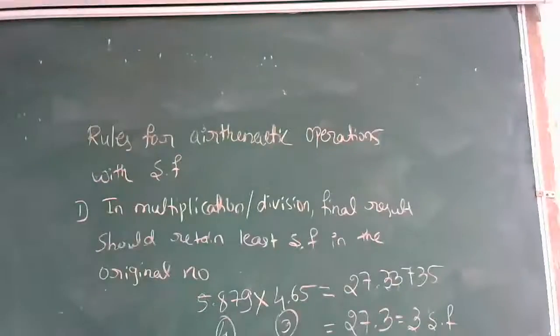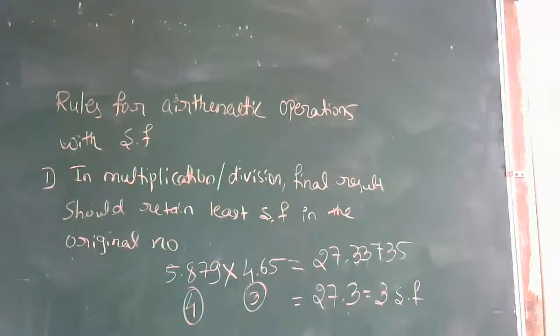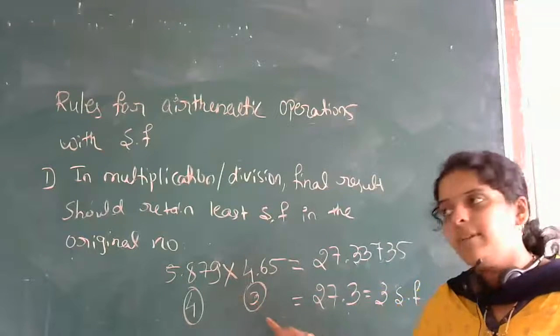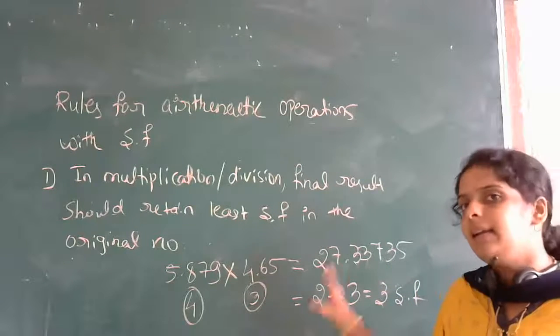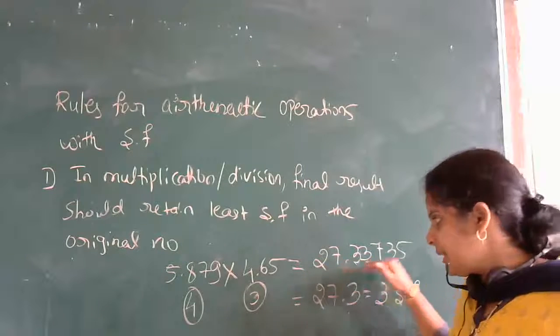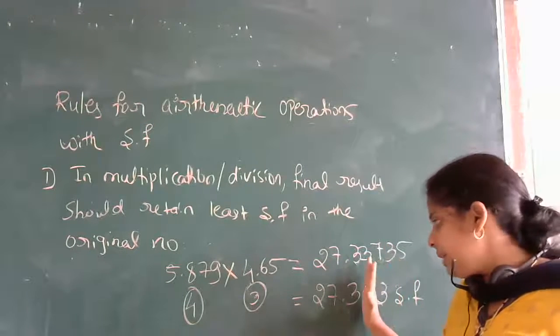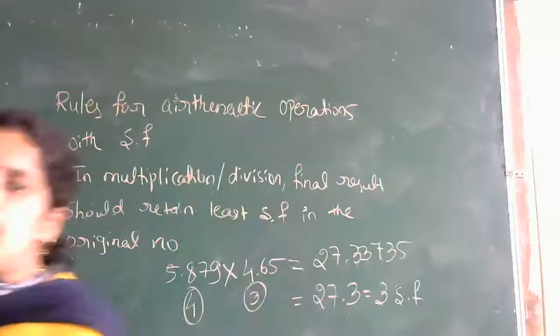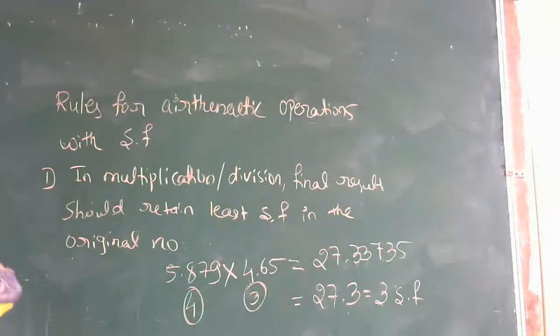I hope it is visible. So here you have two numbers, and the one having the least significant figures decides it. Your answer should contain that many significant figures only. Suppose you are getting such a large number also, you are going to write it as three significant figures, that is 27.3. So this is the answer for your first rule of arithmetic operations.